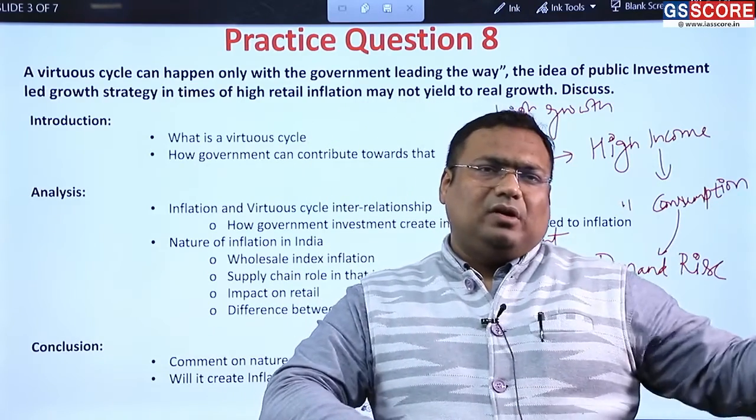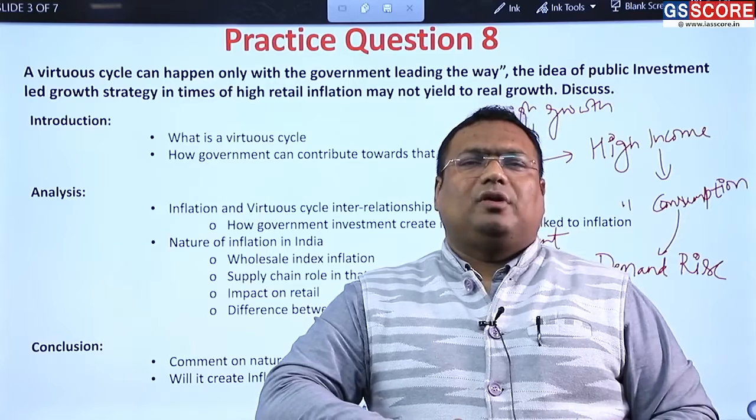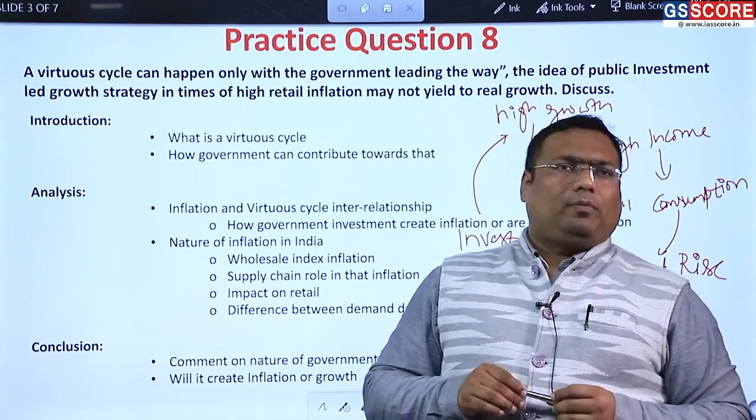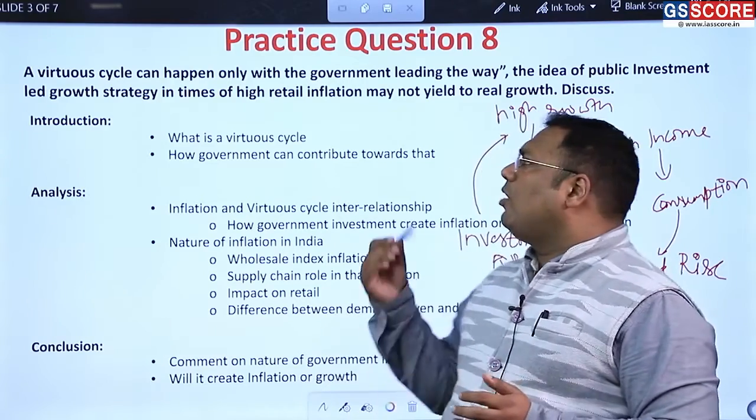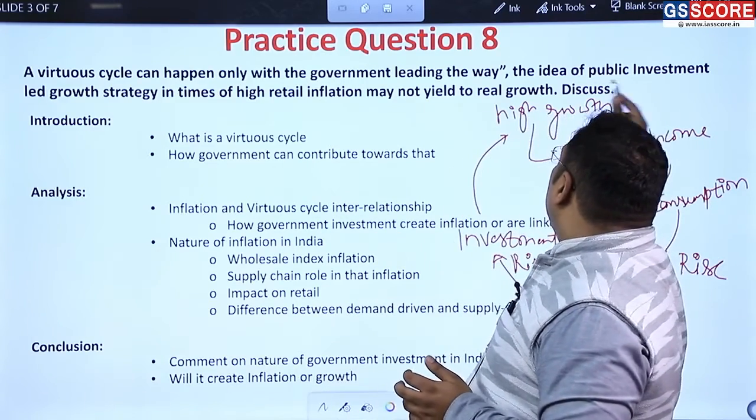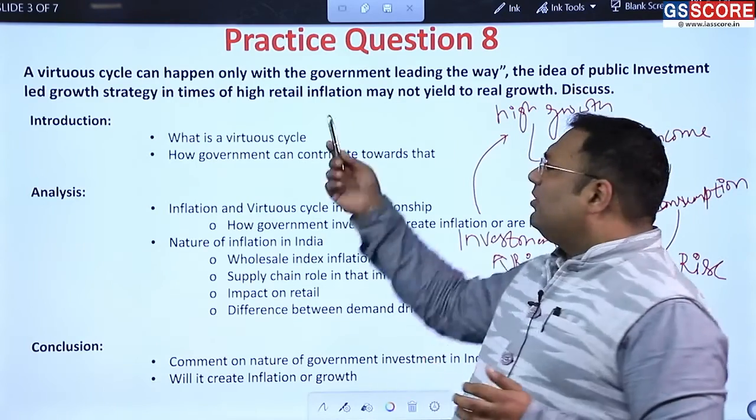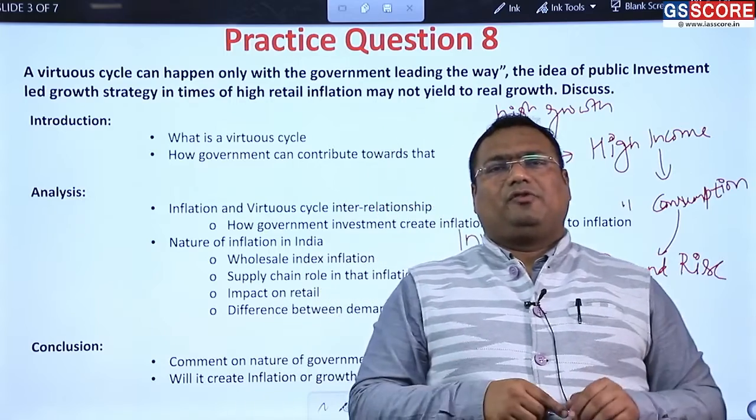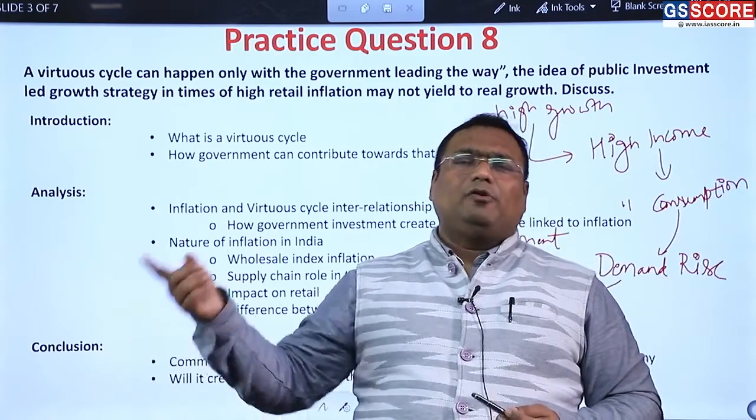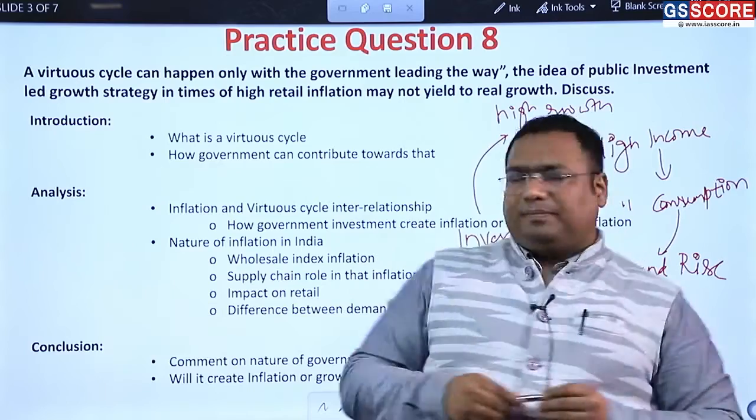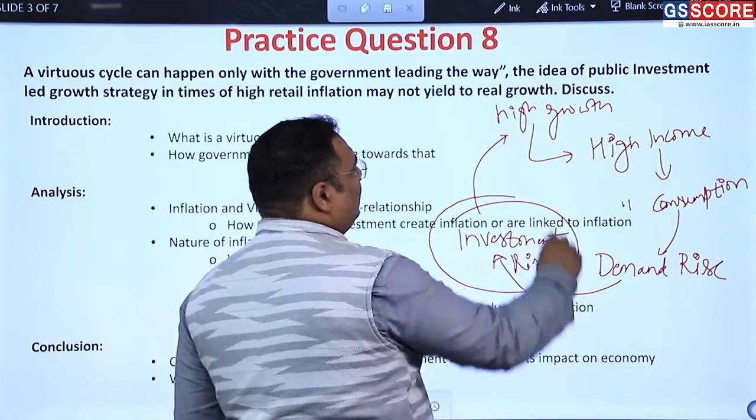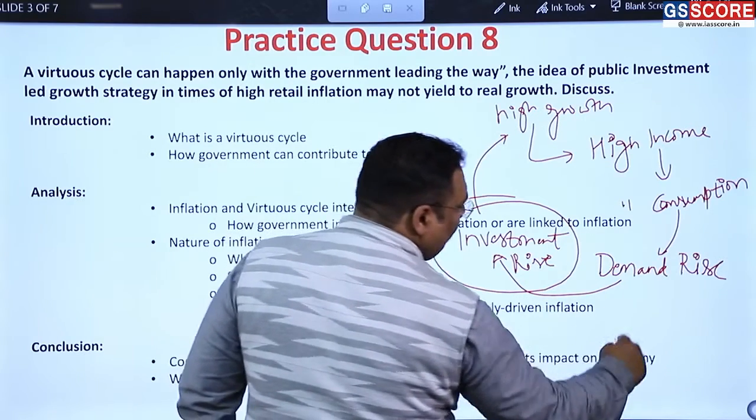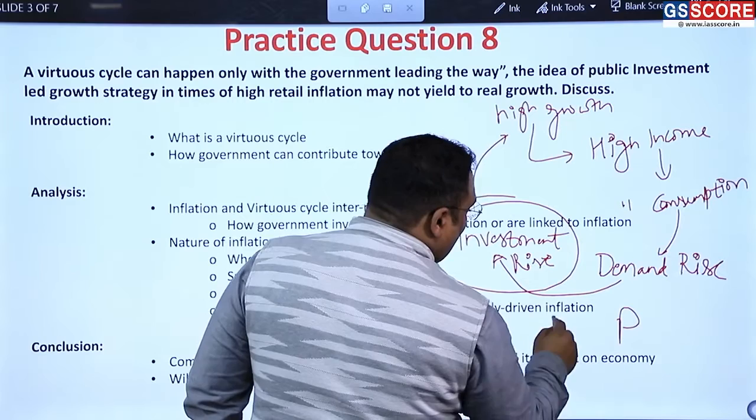So sometimes a slowdown, a recession can push you into vicious cycle, and then government role become very important or in fact necessary to lift you out. Okay, and in those situations the idea of public investment led growth strategy is very important. That public investment means government expenditure, that government will invest because private sector has taken the back seat. This investment must rise for growth. If private sector will not do it, government will do it. Investment must come from somewhere, private or government.